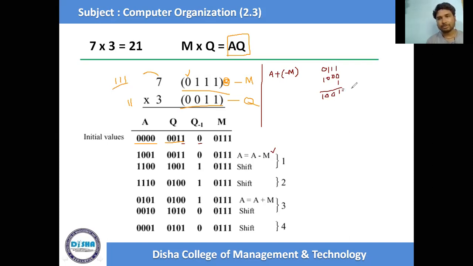Okay, so what we are going to do, we have to add this minus M with A. What is the value of A? Value of A is 4 zeros, and we got this minus M is this one. When we add this value to this value, see here, whatever the operation we do, that means A minus M, that will move to A only. So that I have written here.